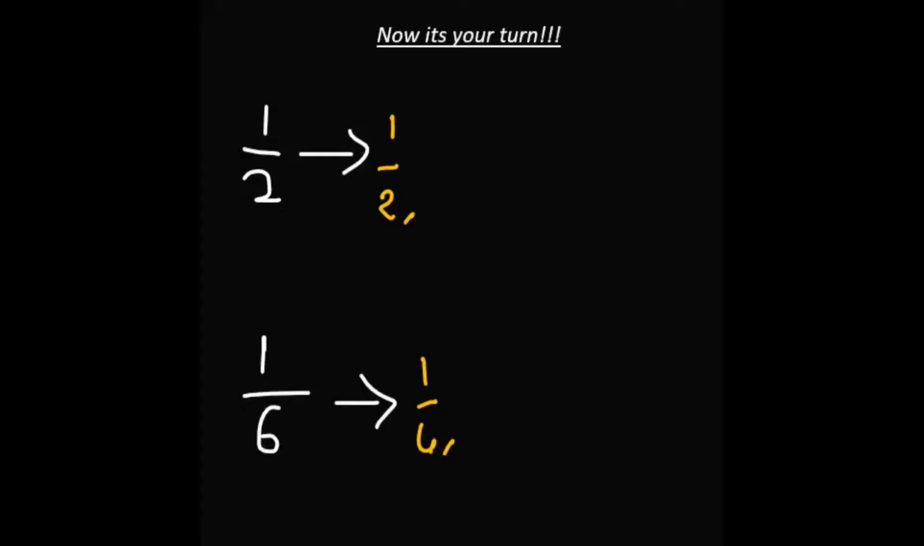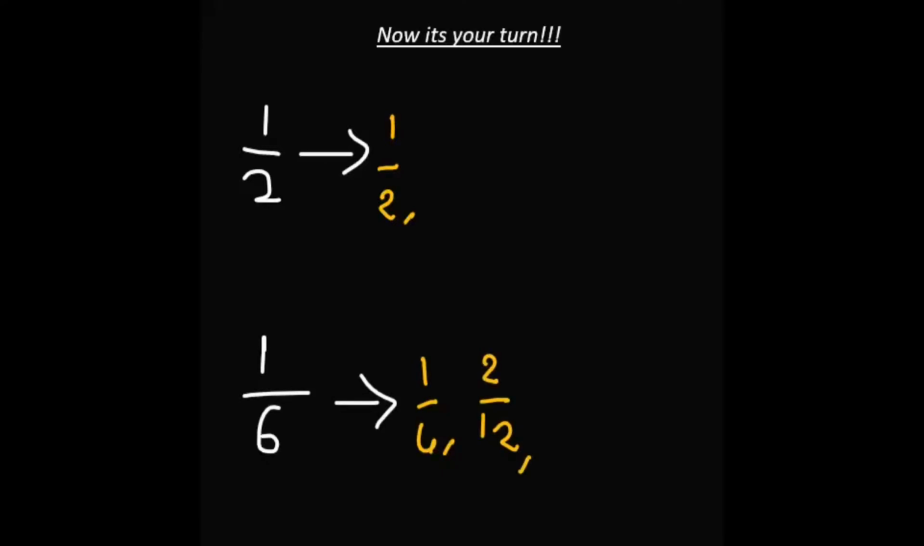Okay, so I hope you guys paused the video and worked out all of these equivalent fractions and have your answers ready. We're going to start opposite, so let's start with 1/6. So 1/6 times 2: 6 times 2 is 12, 1 times 2 is 2.